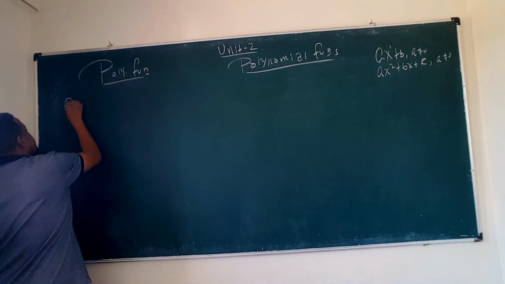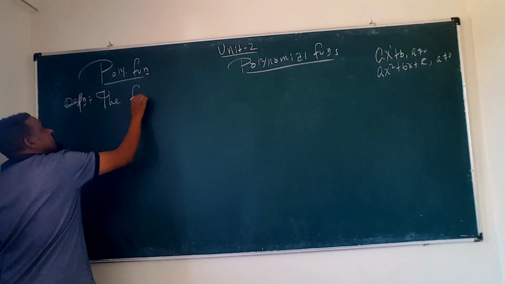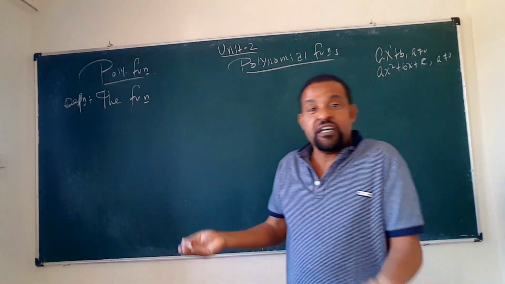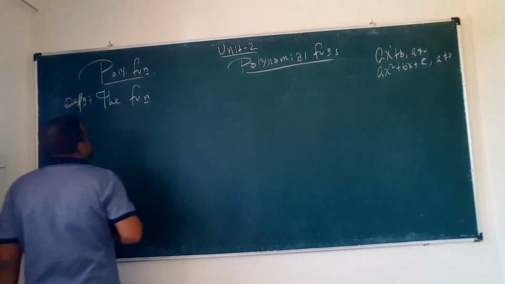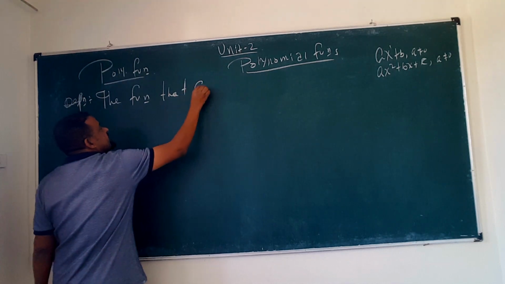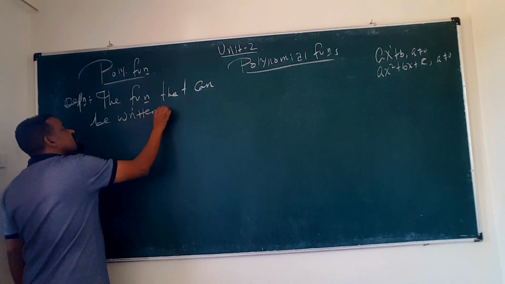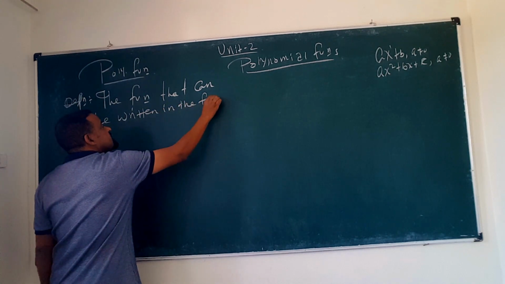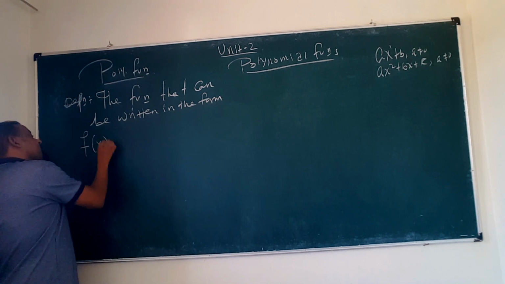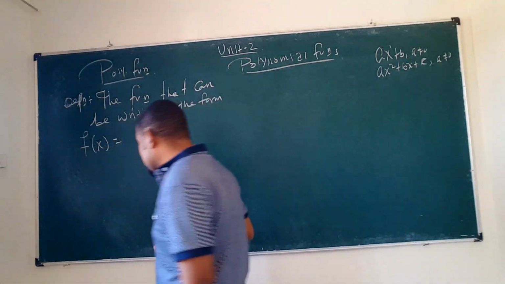So the definition is here. The function, that is a relation. That means it's a set in which the elements are ordered pairs. So the function that can be written in the form, look, what form? This form: f of x is equal to, or you can say P of x is equal to. Most authors are using P of x.